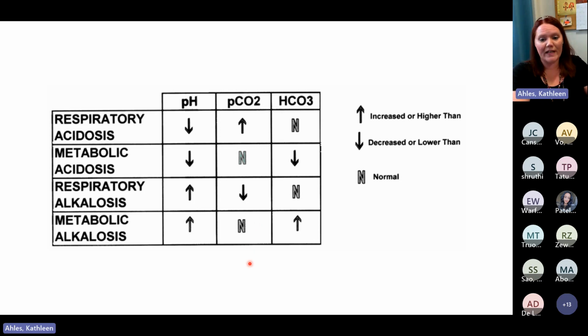So again, when we're thinking about those kinds of questions, consider that. Metabolic or respiratory, that's going to tell you which one is wrong. The other one is going to be normal unless we're compensating. And if we compensate, that gets us away from being in alkalosis or acidosis.